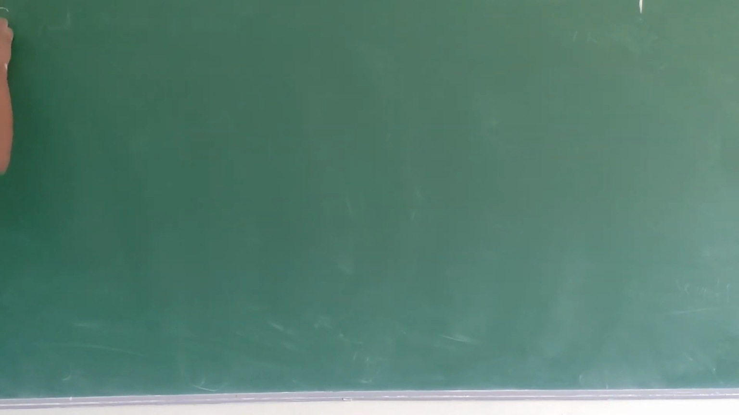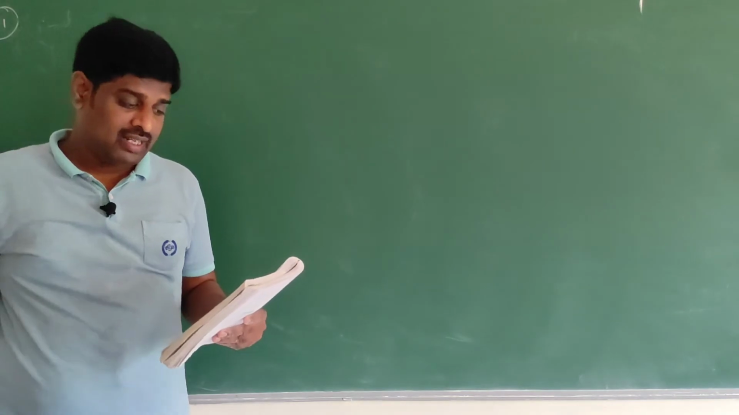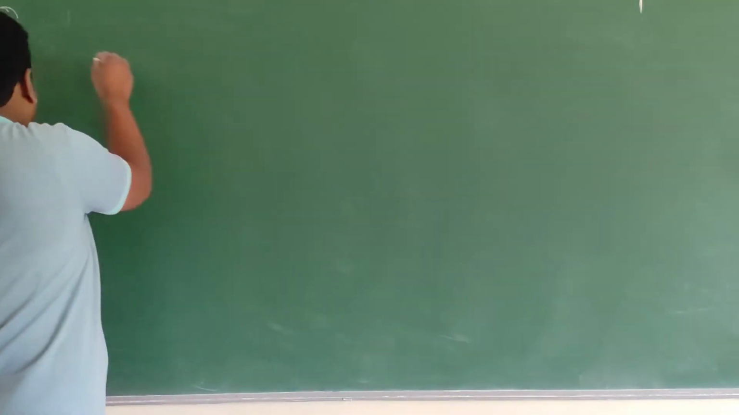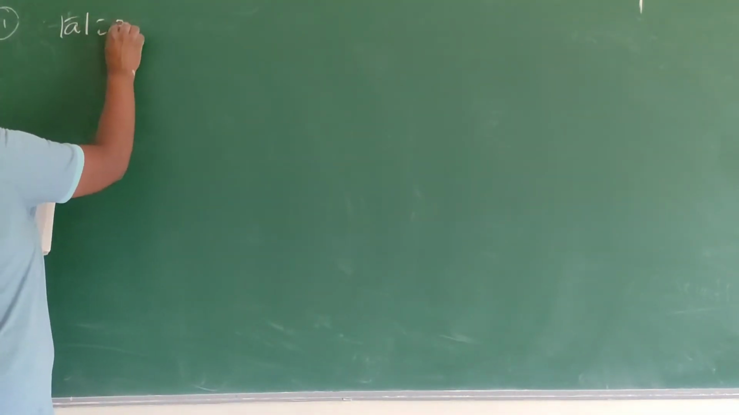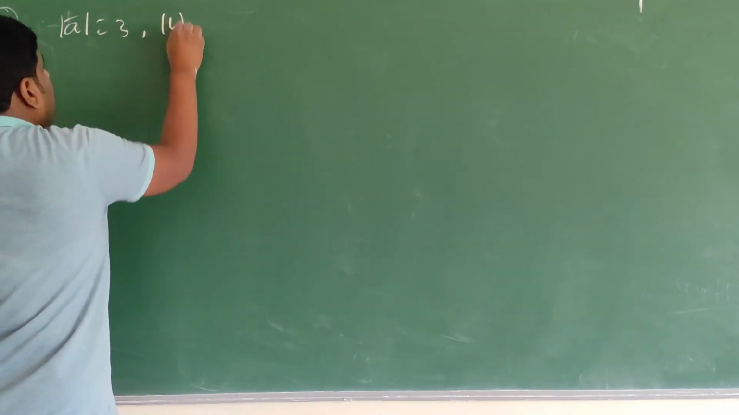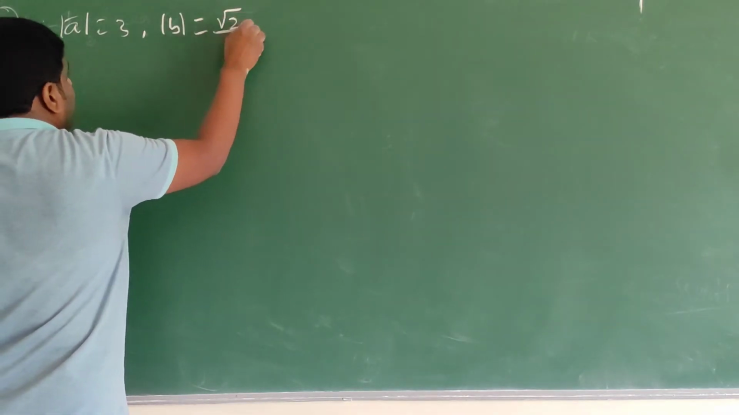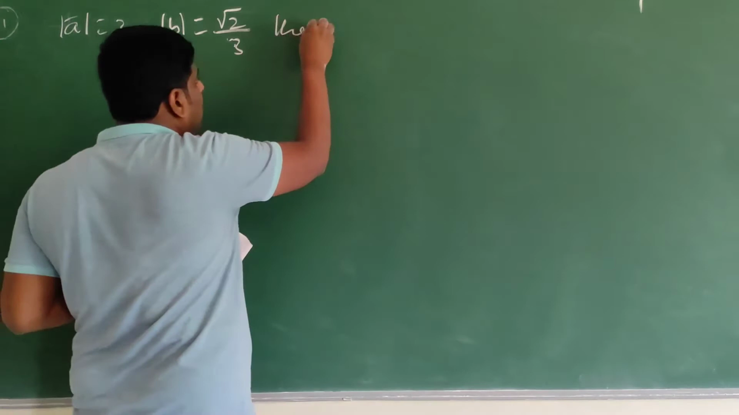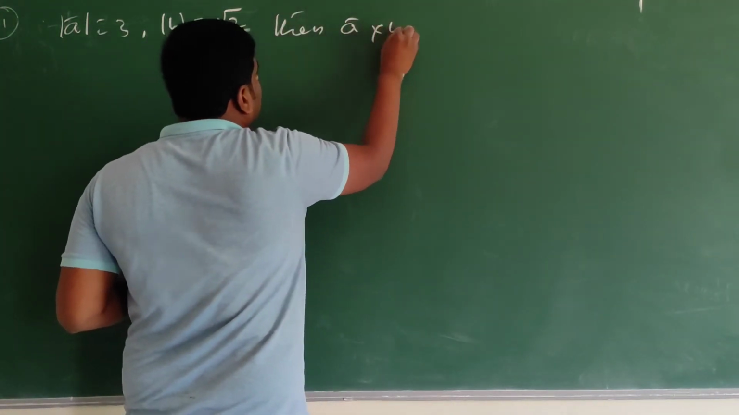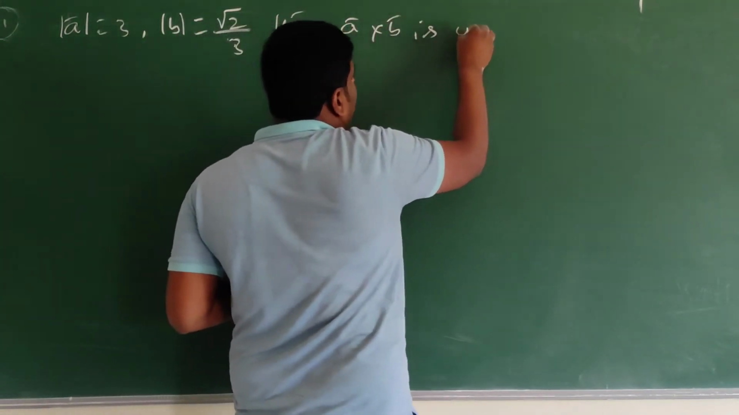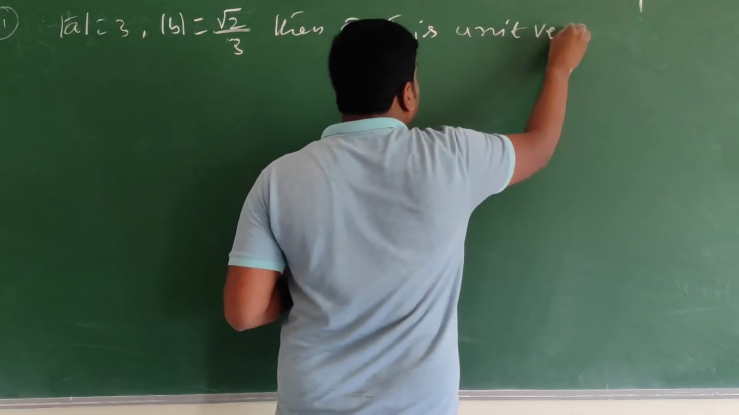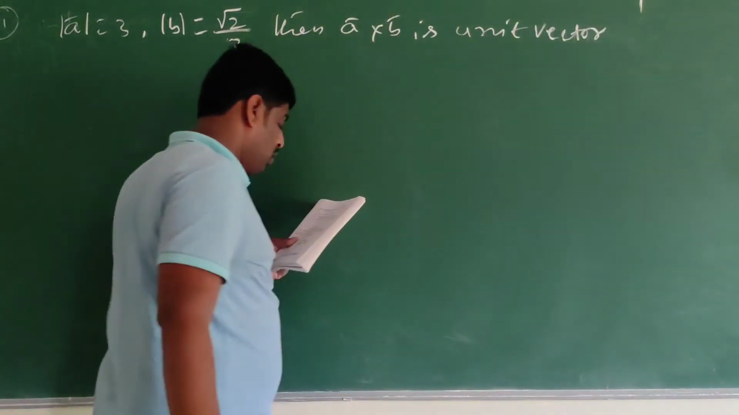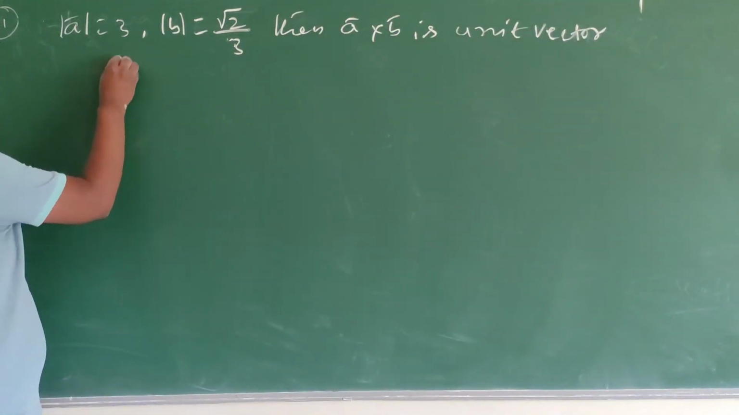We will move on. Next problem. Let the vectors A bar and B bar be such that magnitude of A bar equals 3, magnitude of B bar equals root 2 by 3, and magnitude of A bar cross B bar is a unit vector. You have to find theta.